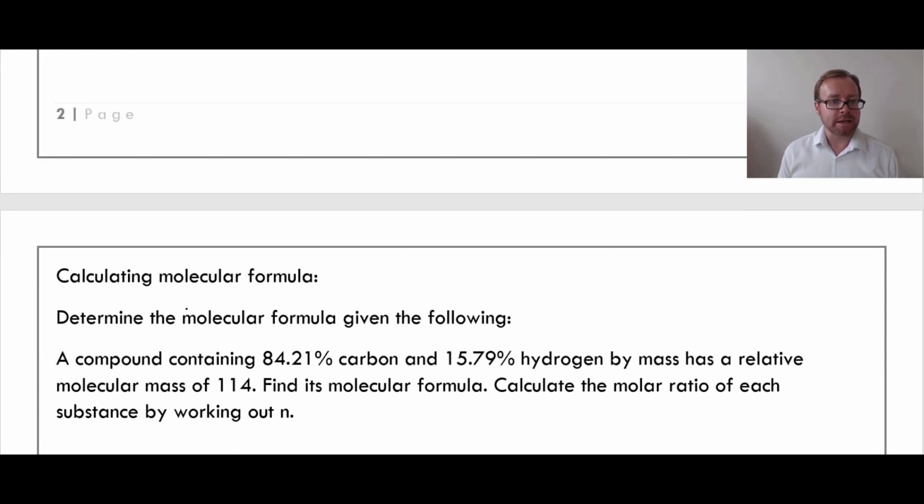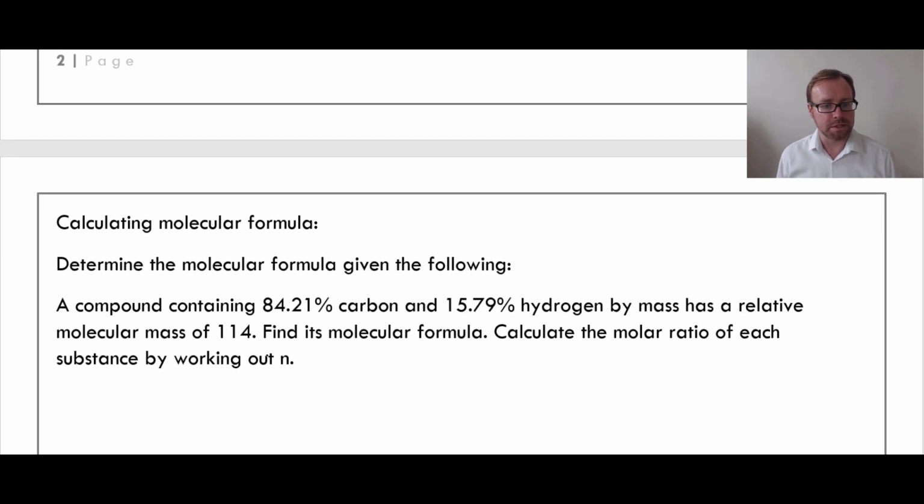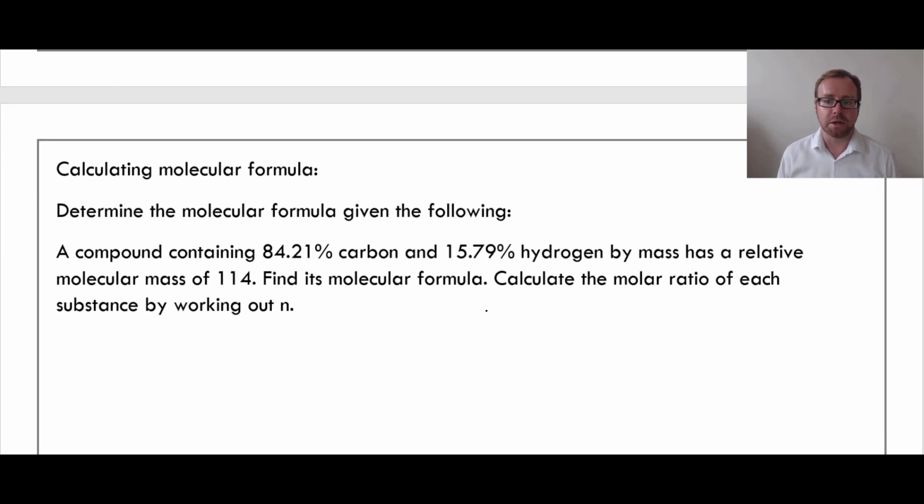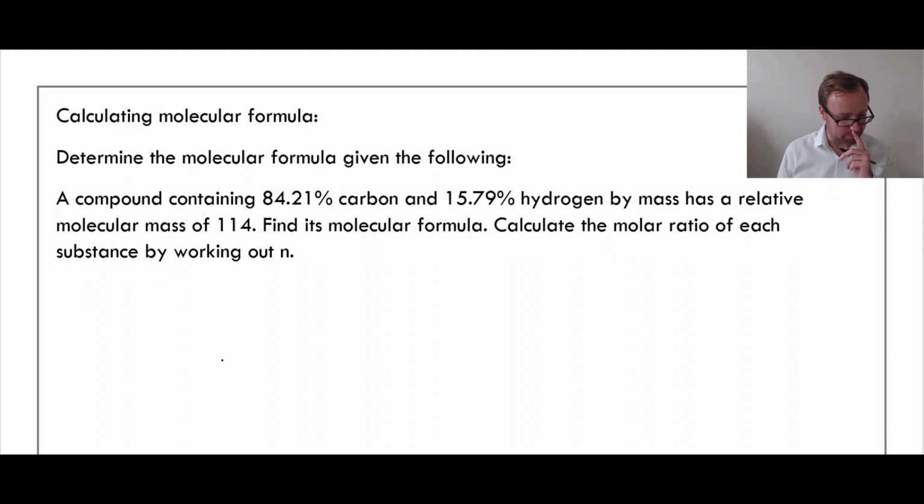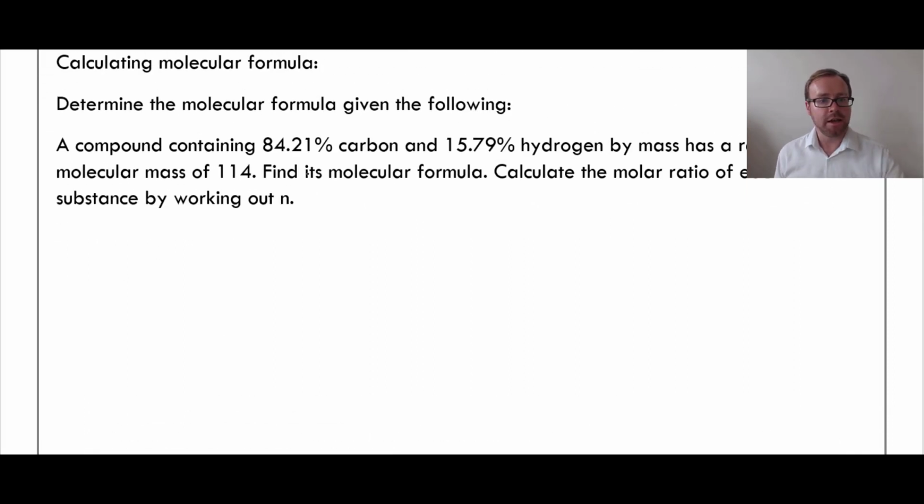So calculating molecular formula. We'll do this by doing a question together. So determine the molecular formula given the following: a compound containing 84.21% carbon, 15.79% hydrogen by mass, has a relative molecular mass of 114. Okay, find its molecular formula. Calculate the molar ratio of each substance by working out N. So that's our first task. Again, I'll be using N equals M divided by Mr.